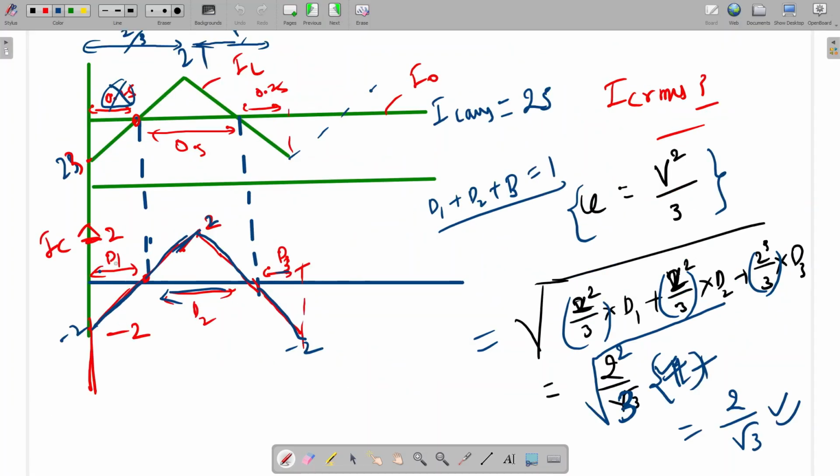So no need to care about what D1 will be, what D2 will be and what D3 will be. Directly we can write like this one. So this will be ICRMS. Is it clear to you, sir?